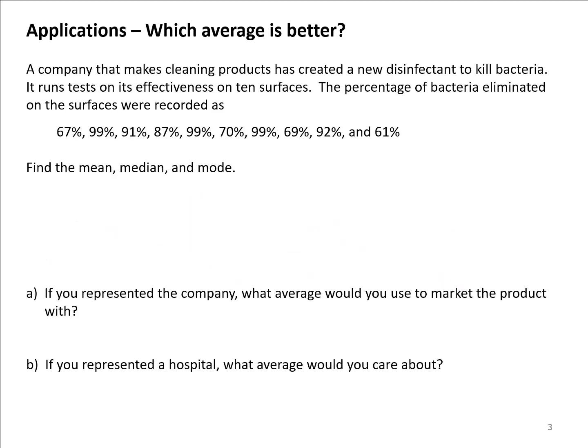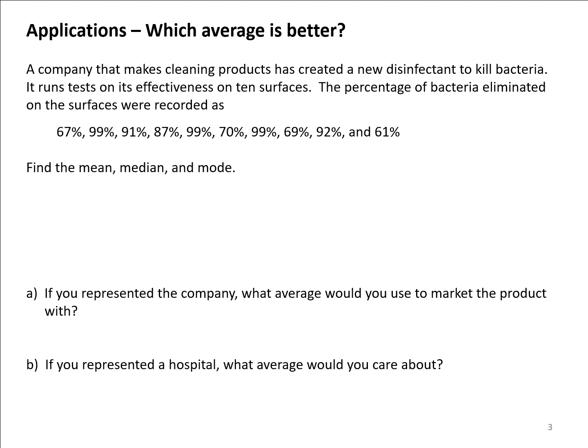One more application, and thinking about which average is better. A company that makes cleaning products has created a new disinfectant to kill bacteria. It runs tests on its effectiveness on 10 surfaces. The percentage of bacteria eliminated on those surfaces was recorded as 67%, 99%, 91%, 87%, 99%, 70%, 99%, 69%, 92%, and 61%. Find the mean, median, and mode.